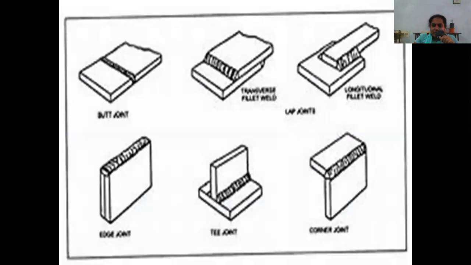So these are the butt joint, lap joint, corner joint, T joint, and this is the edge joint. This is how the joints are.